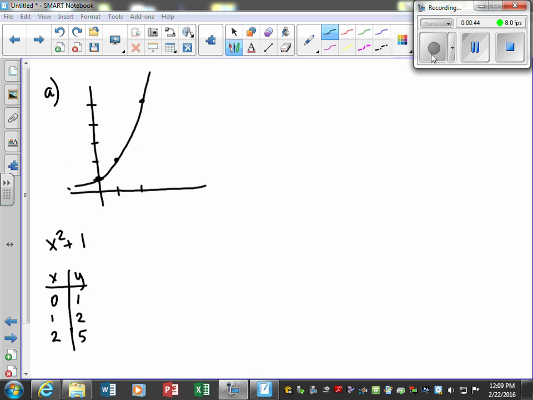Okay, use your calculator or whatever methods. This is x squared plus 1. I just plugged in a little xy table right here to get a rough sketch of this graph. Okay, whatever you need to do. I'm going to move that out of the way.